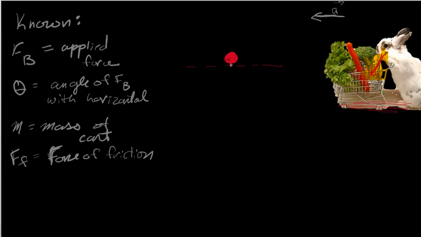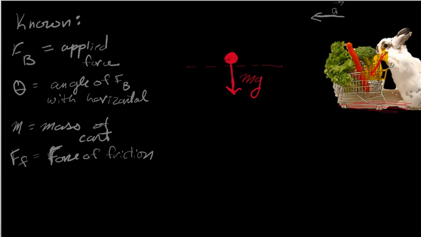Now we know this is on Earth, so this is going to be an arrow pointing down, and that is going to be the mass of your cart and how it's being acted on by your acceleration due to gravity. So this mg is actually the weight of your cart, mass times acceleration due to gravity.